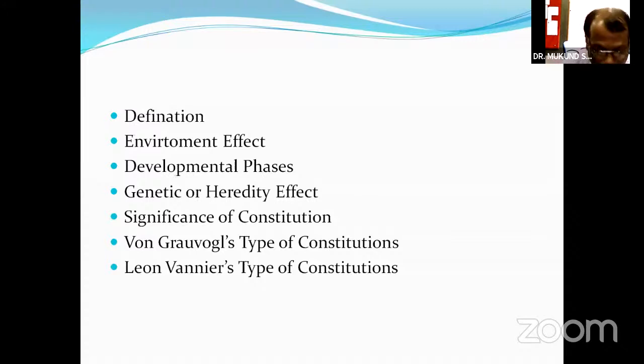Then the person's constitution has a genetic or hereditary effect. The constitution of the person has the genetic or hereditary characteristics of his parents. So a person's constitution is affected by the genetic or hereditary characteristics of the parents. Now, the parents pass on genes and chromosomes to the child.